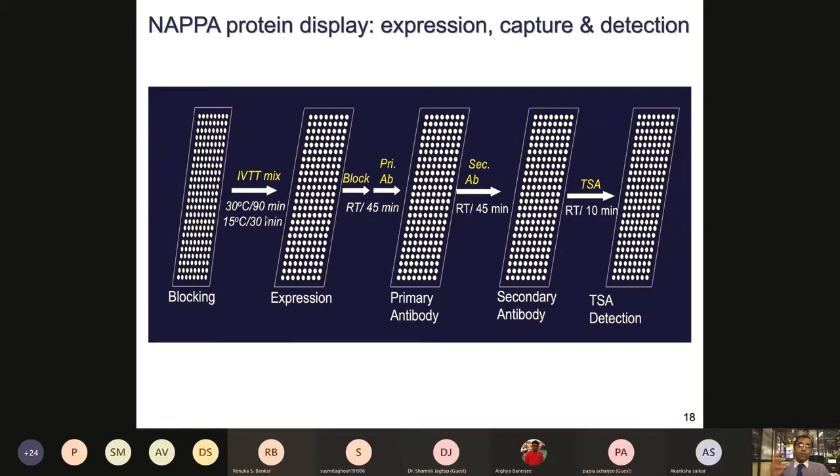So first of all, you want to express the protein, for which 30 degrees is a good temperature. Then you want some time for this expressed protein to capture and bind to the capture antibody, and lowering the temperature to 15 degrees helps that binding. So in 2 hours from the DNA, you now have the proteins on the array. After this step, again, you are going to block your chip. Now you are ready for starting your experiment.